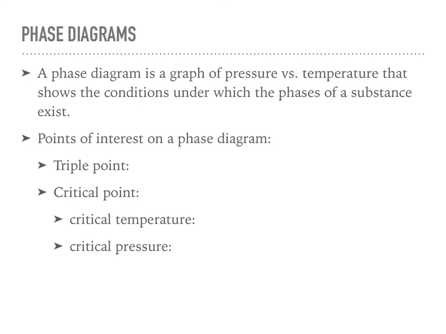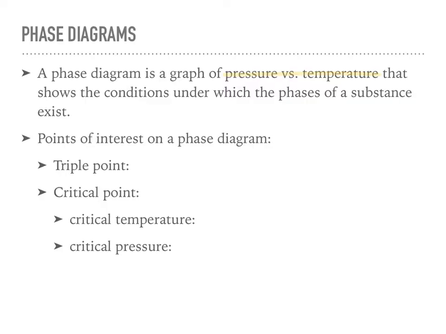The final part of our discussion about phase changes in Chapter 10 deals with something called phase diagrams. Phase diagrams depict the relationship of pressure and temperature and correlate it to which of the three standard traditional phases we can expect a particular material to occur.